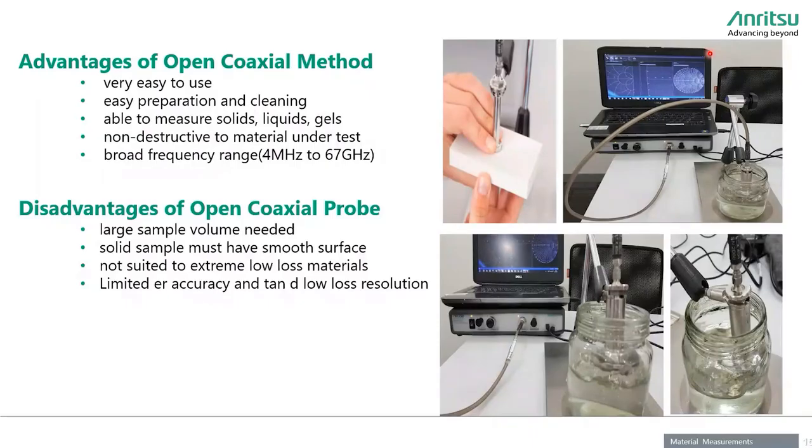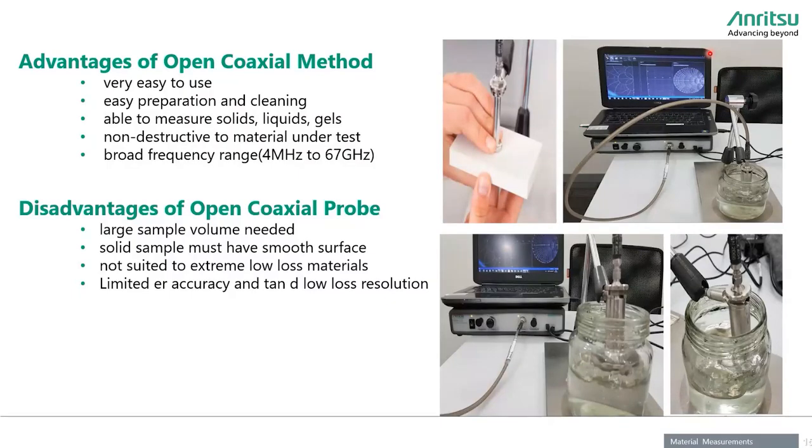Now, the disadvantage of the coaxial probe is that we have to have a large sample size, because we need to submerge this probe. So we need to have a large volume of the material. Along with that, a solid sample must have a smooth surface. Then only will we be able to do proper measurement without any error. It's not very suited for extremely low lossy materials, and it has limited accuracy with respect to their electrical or dielectric properties.